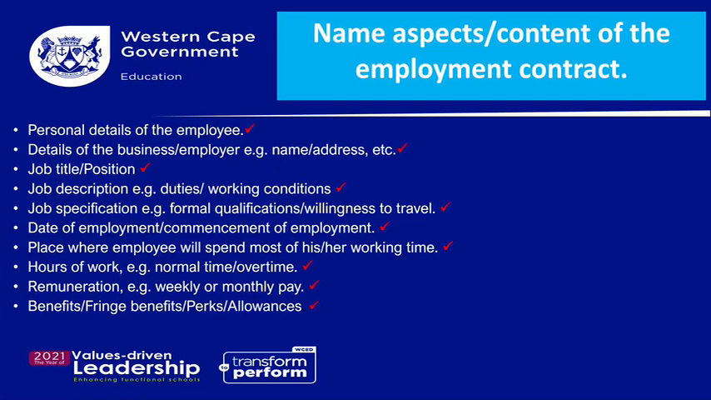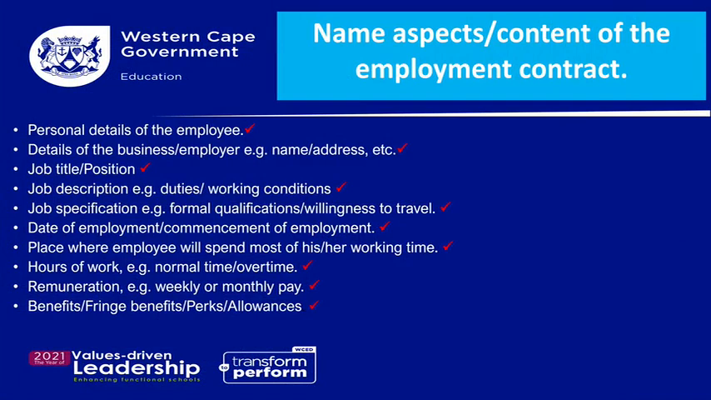The job title or the position that this person will have. Your job description is very important. What are the duties that he is expected to perform? The job specification, the formal qualification, willingness to travel. The willingness to travel is really important because that forms part of what this person needs to do. And if that's not specified there and you say to this person you need to go for a week to the Eastern Cape, he's going to say it's not on my job description.